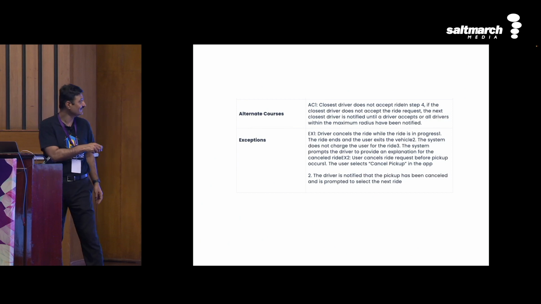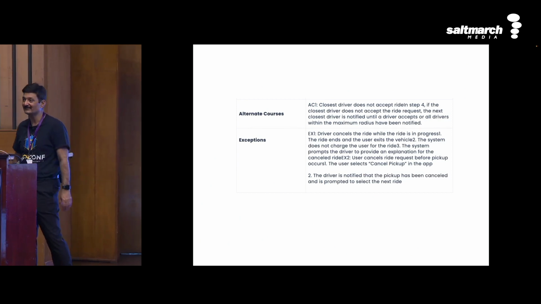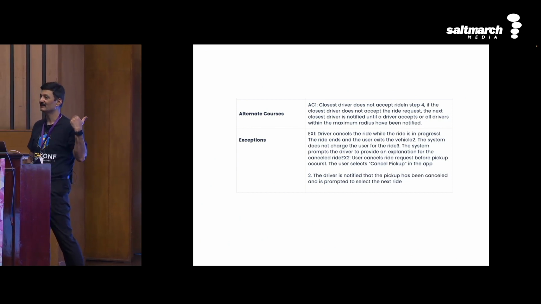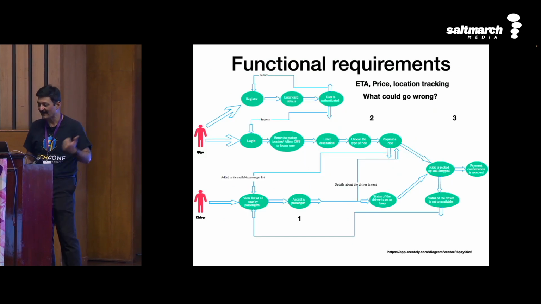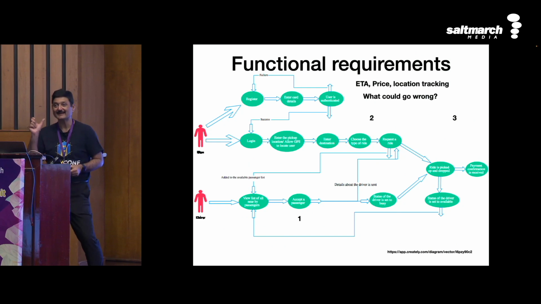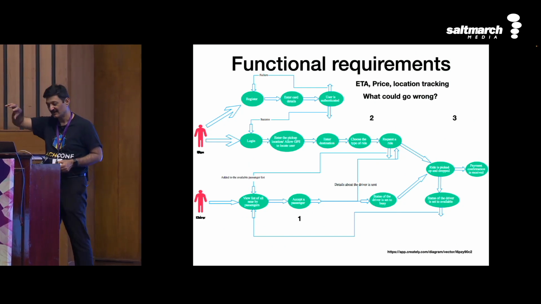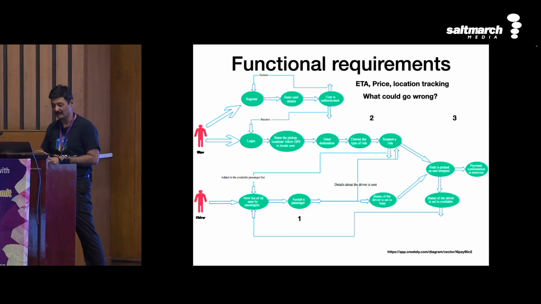Now, this is the golden nugget. I call this a golden nugget. You create web services for this and really support them. So you find out from functional requirements: what is the ETA, the estimated time of arrival? What's the price? What's the location? And what could go wrong in this? That's what you're trying to find out.